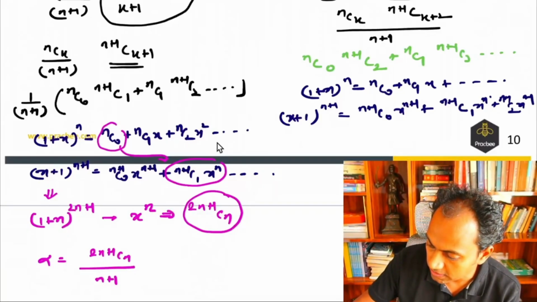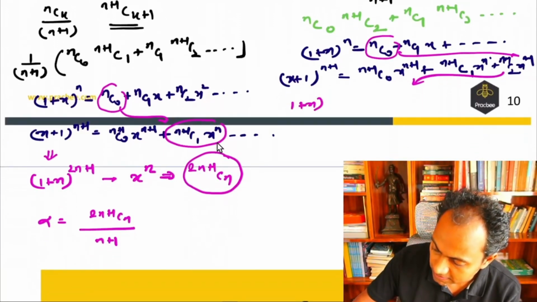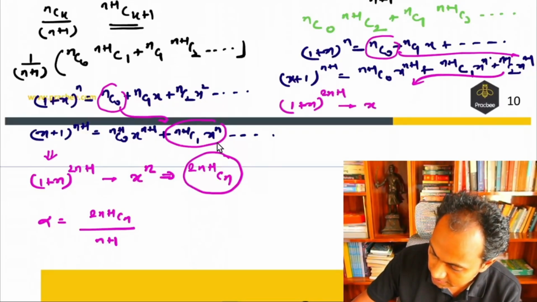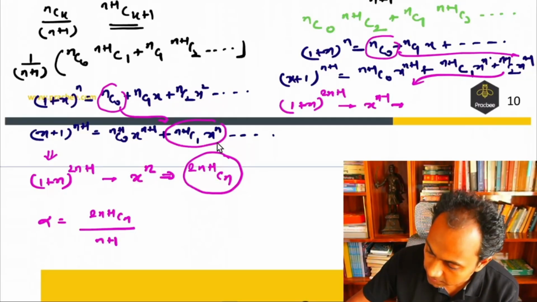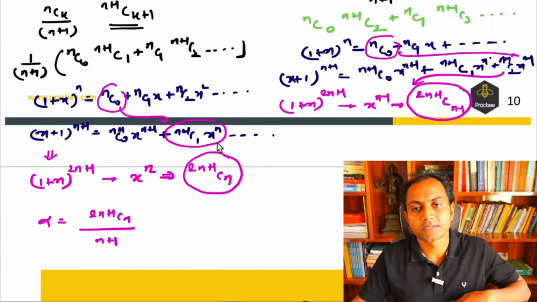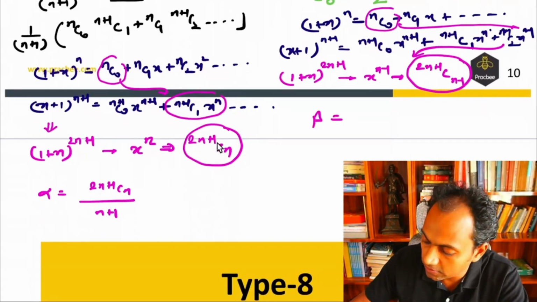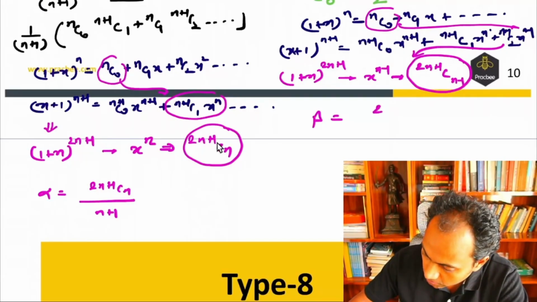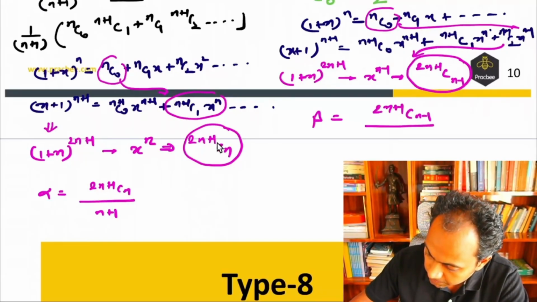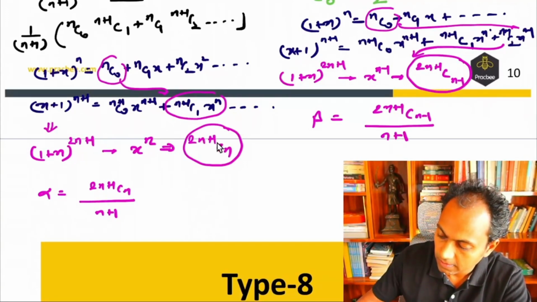See, now if we want to generate this series, this term will get multiplied to this term, and as a result, what will happen? On the left hand side, we will get (1+x)^(2n+1). And here we want the coefficient of x^(n-1). That in turn can be written as 2n+1 C(n-1). We have got this. In the next step, if I want to write the value of beta, the value of beta will become nothing but 2n+1 C(n-1) divided by n+1.